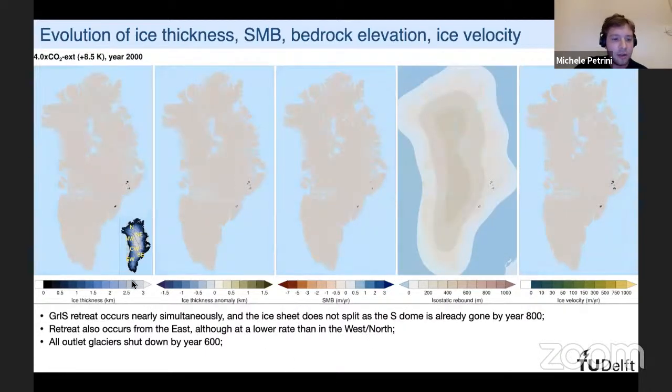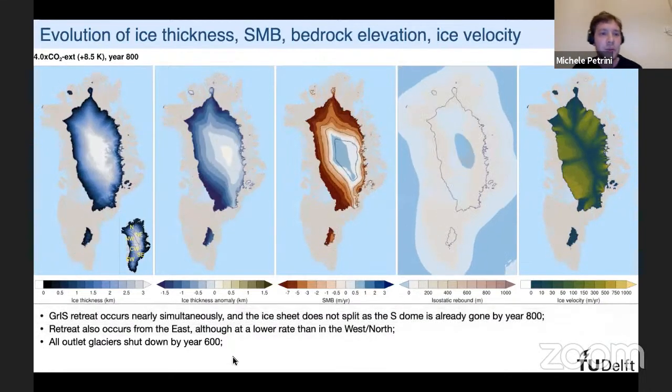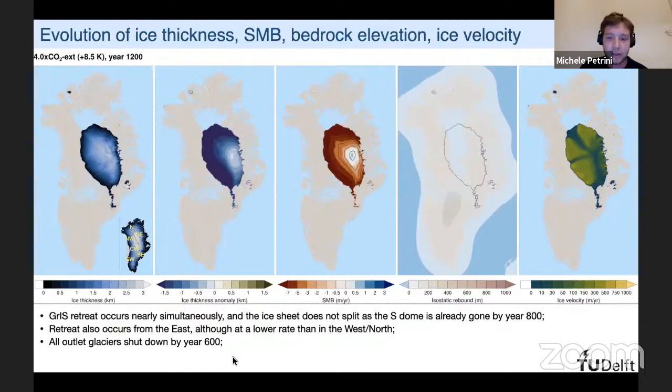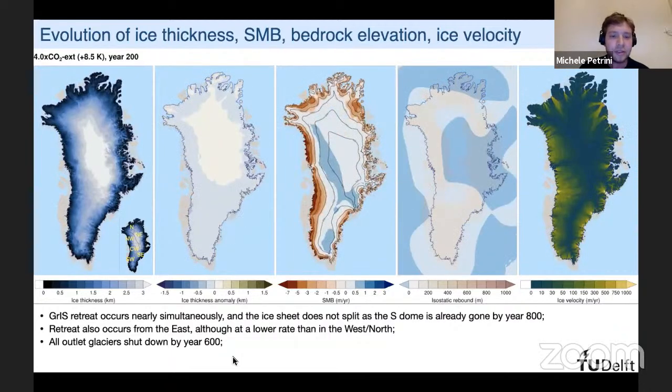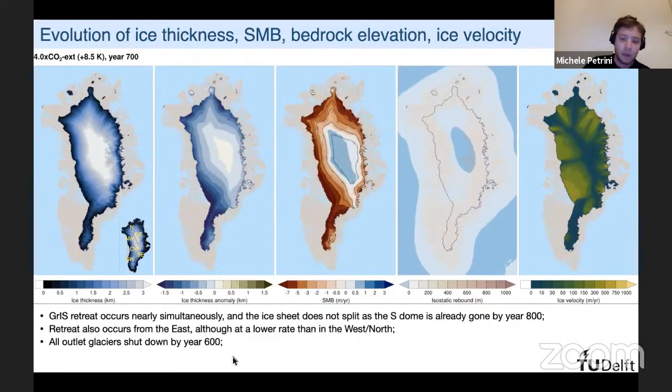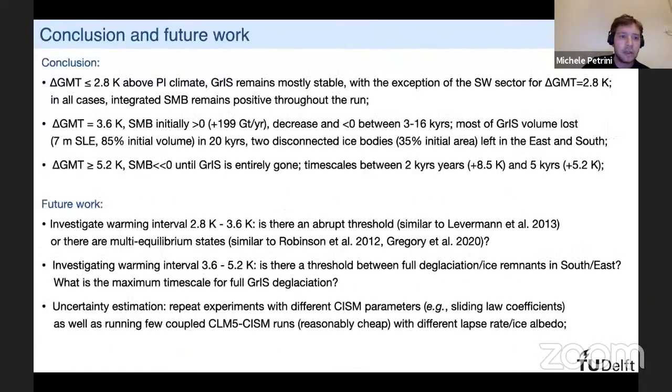And this is the same video for the very, very high forcing of 8.5 Kelvin. And you see that already after 1800 years, the ice sheet is gone. And well, I will skip this to leave time for some comments.